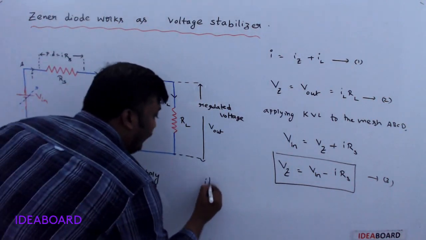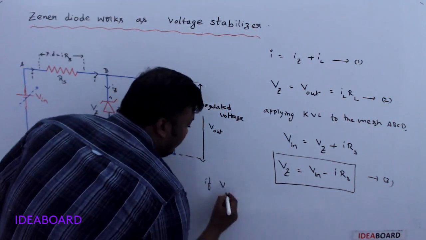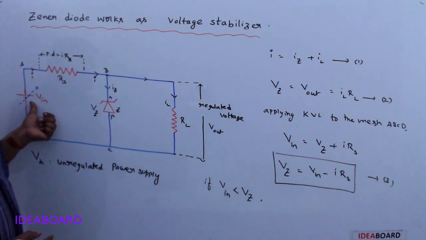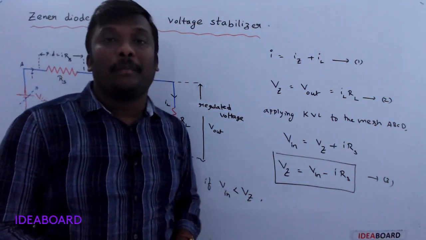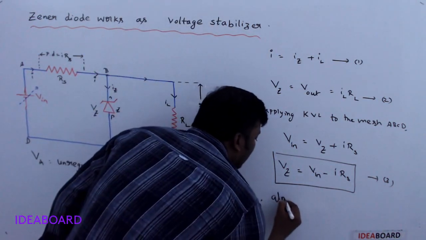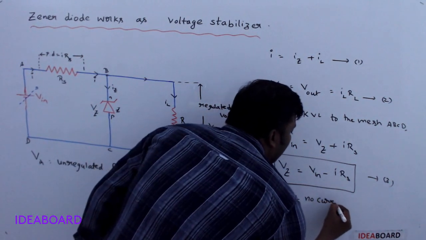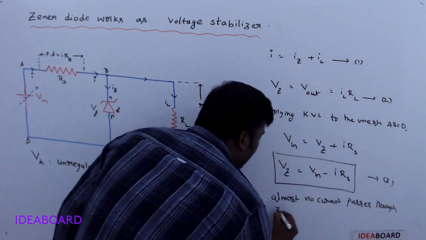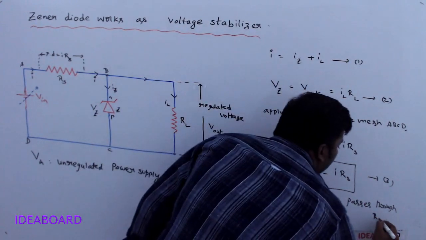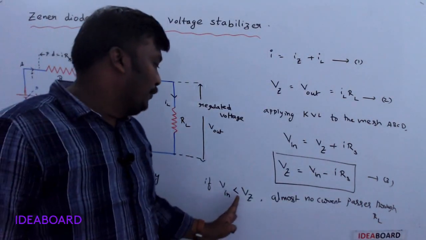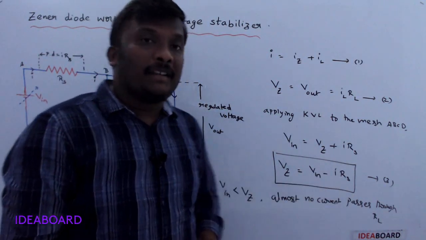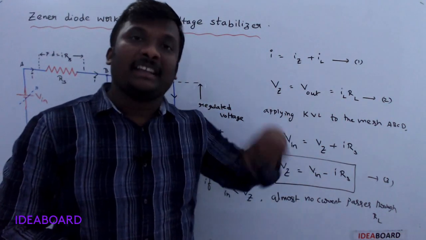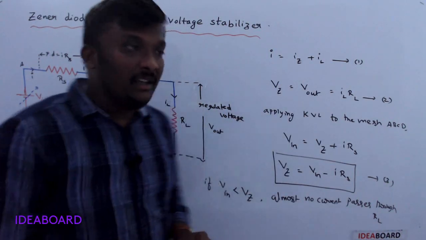Listen carefully. If V input is less than Vz, where V in means the applied voltage, if the applied voltage is less than the breakdown voltage, almost no current passes through the Zener diode or RL. Understand? If V input is less than Vz, almost no current passes through RL. Whenever current does not pass through RL, output does not come. That is, output current becomes 0. Clear?